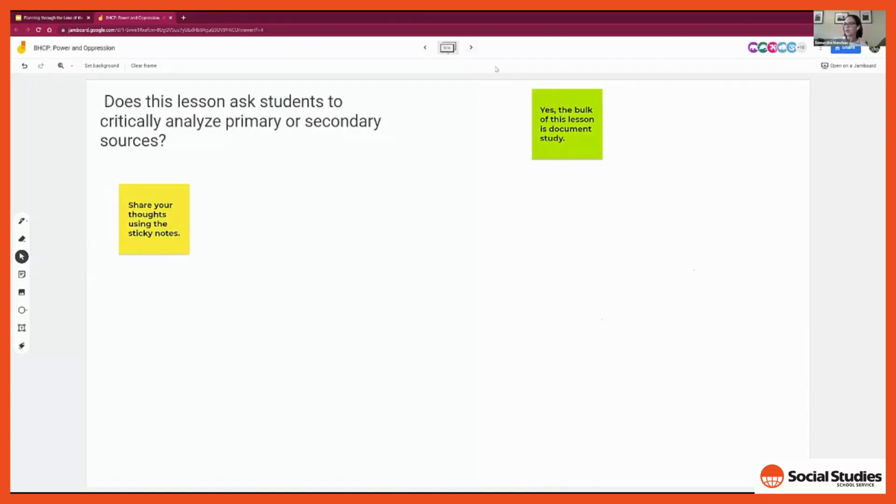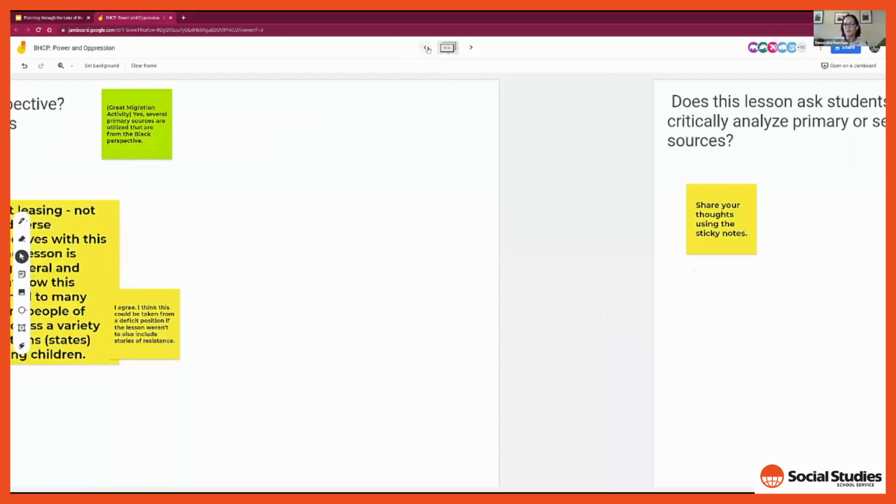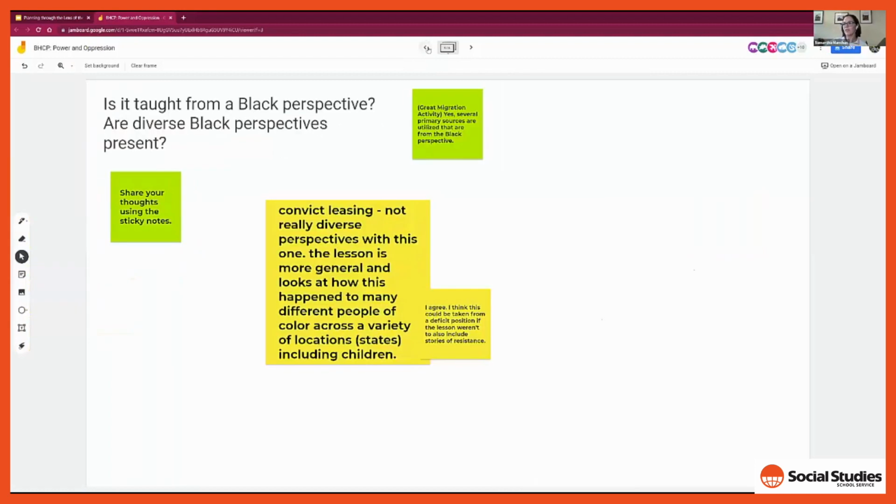All right. And then finally, the bulk of the lesson is a document study when it comes to analyzing primary sources. And of course, primary sources are an important way to add multiple perspectives as well, which could include examples in the convict leasing lesson of those primary sources that show examples of that, as well as those sources of resistance, as was mentioned by the second commenter here.